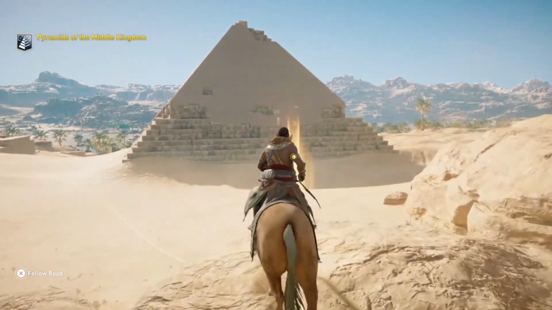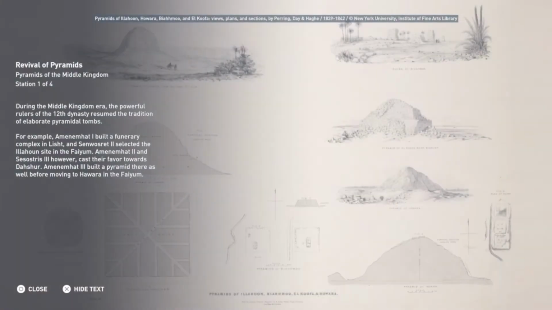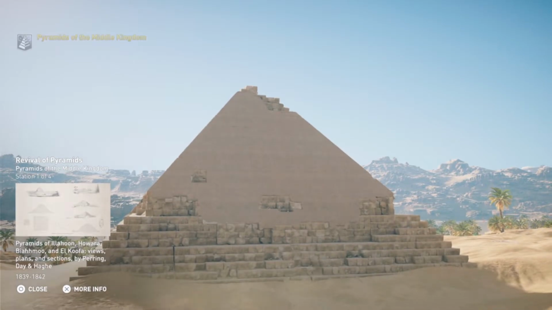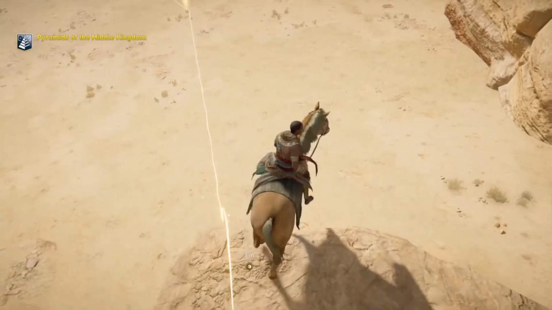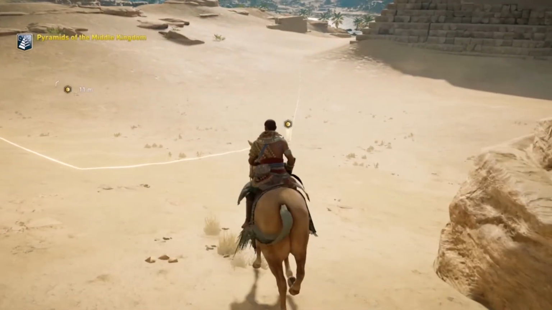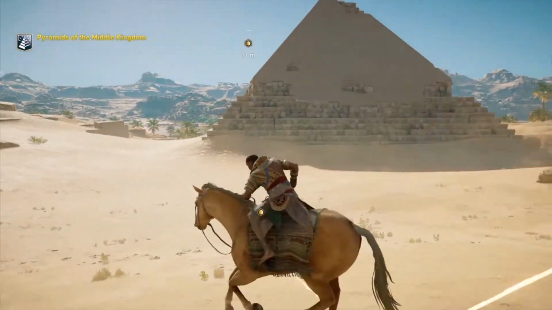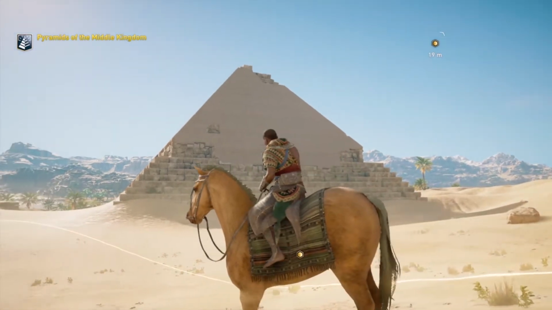During the Middle Kingdom era, the powerful rulers of the 12th dynasty resumed the tradition of elaborate pyramidal tombs. For example, Amenemhat I built a funerary complex in Lisht, and Senusret II selected the El Ahun site in the Fayum. Amenemhat II and Sesostris III, however, cast their favor towards Dahshur. Amenemhat III built a pyramid there as well before moving to Hawara in the Fayum.